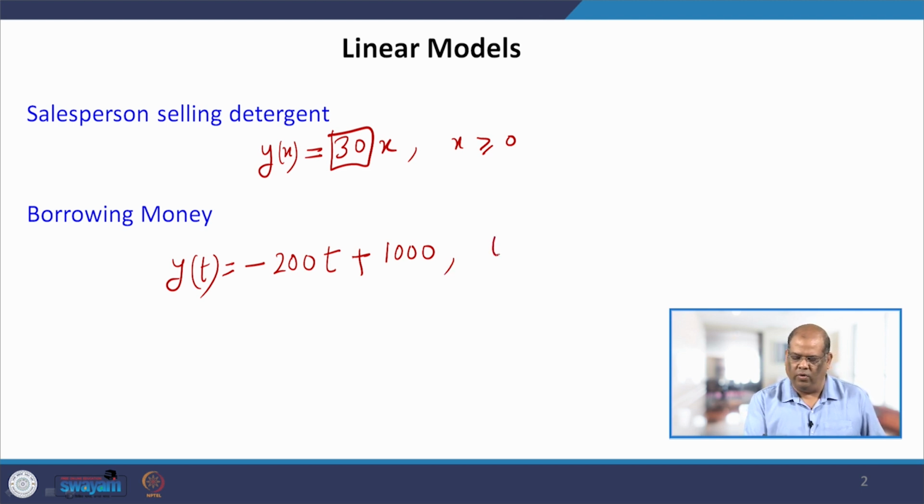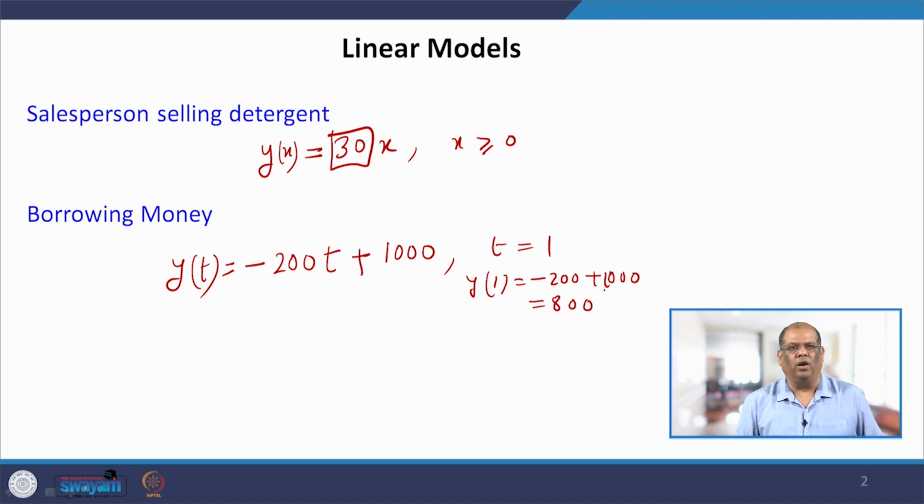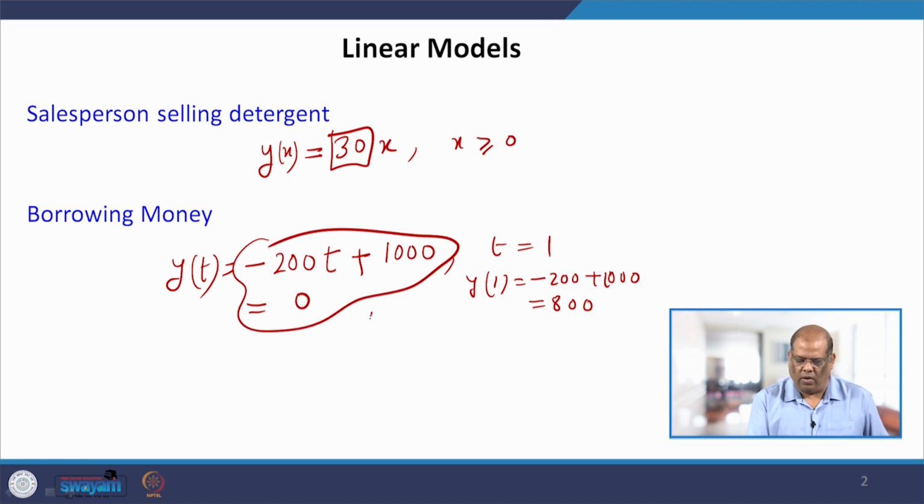Obviously, if you put the first month t equal to 1, your y1 is minus 200 plus 1000, which is 800, and it continuously decreases every month till your balance is equal to 0, and you can see that if you solve this equation, your answer is t equal to 5 months. So, in 5 months you can repay him back. This is one of the simplest examples of linear models.